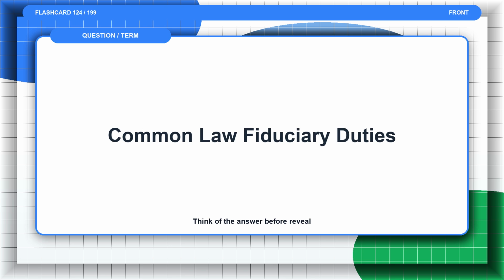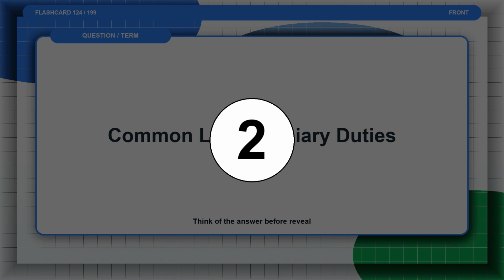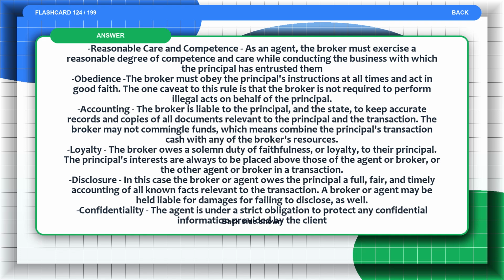Flashcard 124. Common law fiduciary duties. Pause and think of the answer before the reveal. The answer is: reasonable care and competence. As an agent, the broker must exercise a reasonable degree of competence and care while conducting the business with which the principal has entrusted them.